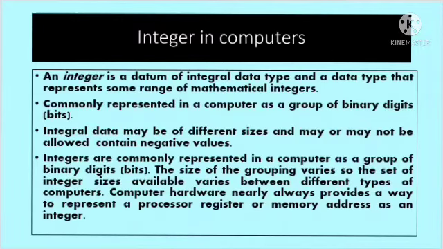Integers are commonly represented in a computer as a group of binary digits. The sizes of the grouping vary, so the set of integer sizes available varies between different types of computer. The computer hardware nearly always provides a way to represent a process's register or memory address as an integer.